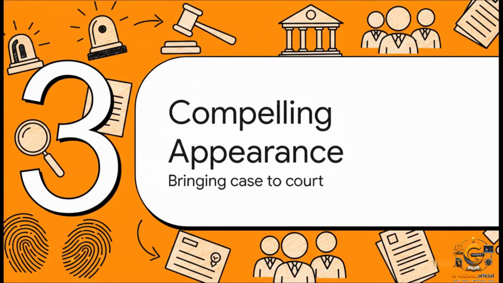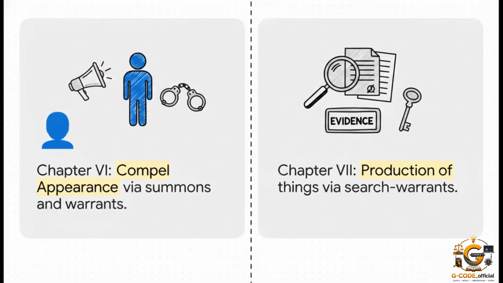Which brings us to Section 3, Compelling Appearance. Basically, getting the case into court. You really need to notice the strict procedural divide here. It's super important. Chapter 6 forces individuals to show up to court. We're talking summons and arrest warrants. Chapter 7, on the other hand, is entirely focused on securing physical things and evidence through search warrants. So it's people versus things. Keeping that distinction crystal clear is going to save you on those tricky problem-based exam questions.